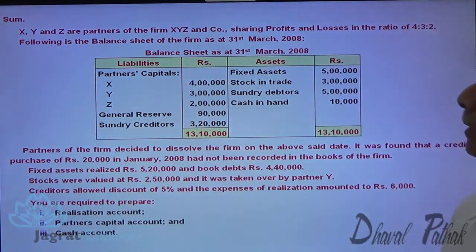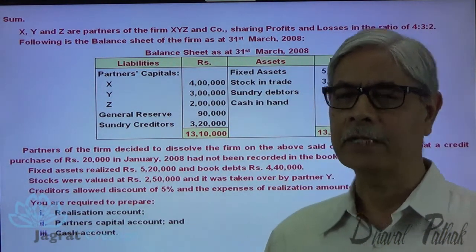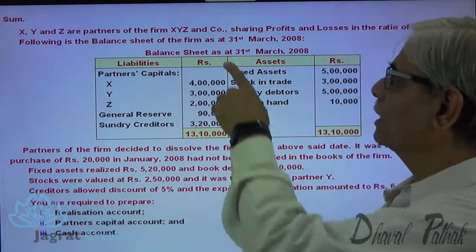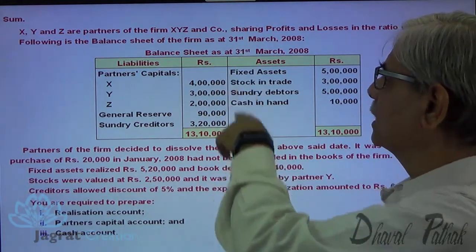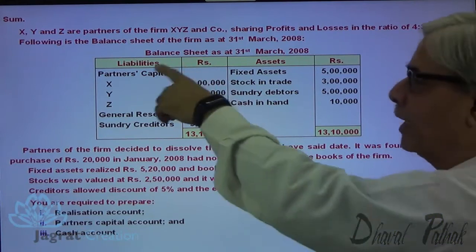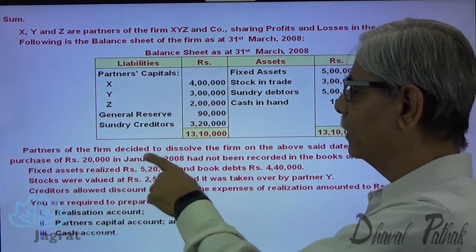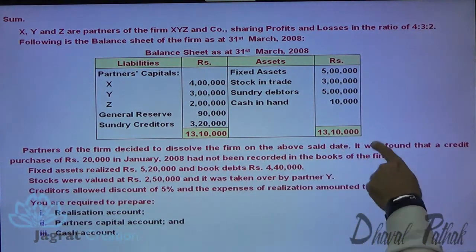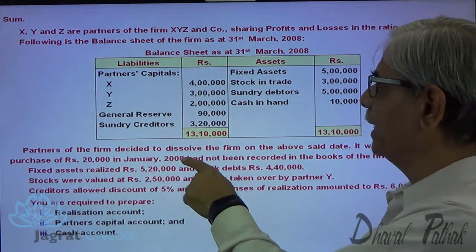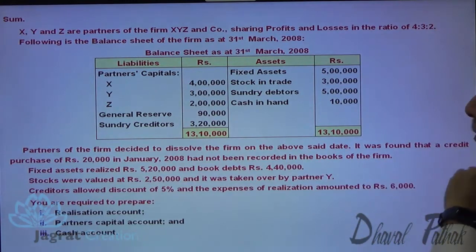X, Y, Z are the partners of a firm, XYZ and company, sharing profits and losses in the ratio of 4:3:2. Following is the balance sheet of the firm as on 31st of March 2008. This is the balance sheet: fixed assets, stock, debtors, cash in hand, capital XYZ, general reserve, creditors. Partners of the firm decided to dissolve the firm on the above said date. It was found that the credit purchase of 20,000 in January 2008, this is March 2008, has not been recorded in the books of the firm.